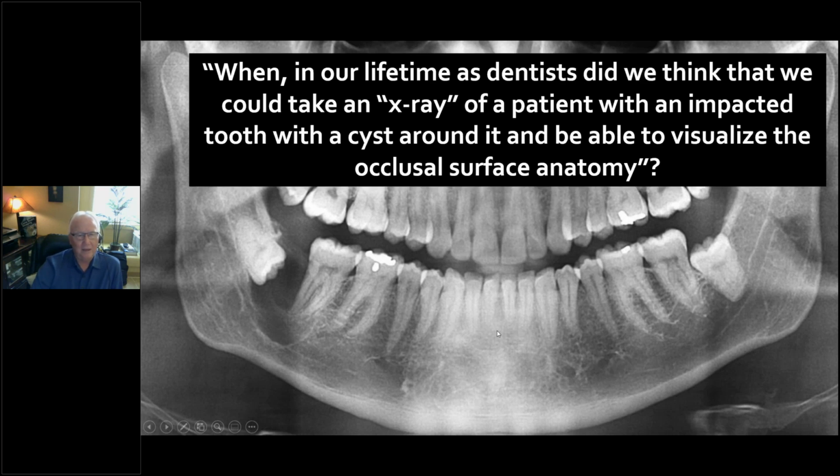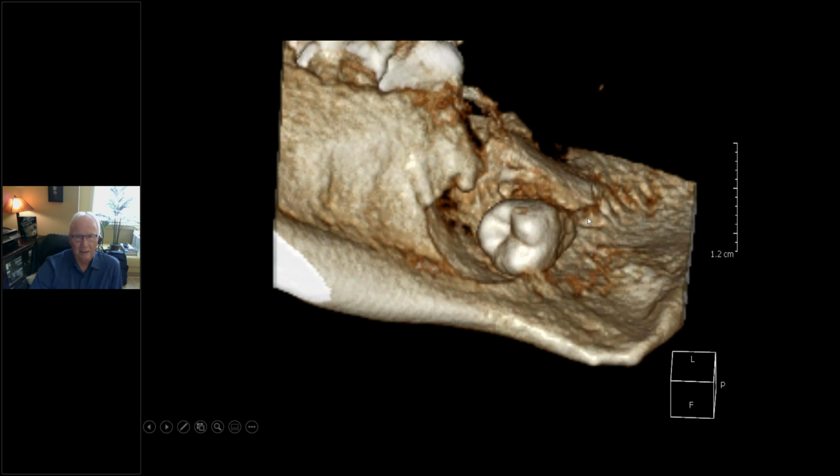Well, when in our lifetime did we think as dentists that we would be able to take an x-ray of a patient like this with an impacted tooth with a cyst around it and be able to see the occlusal surface anatomy? Your answer should be never. I do it frequently. Here is the same image with the cone beam CT. You can see destruction of the roots on this one.